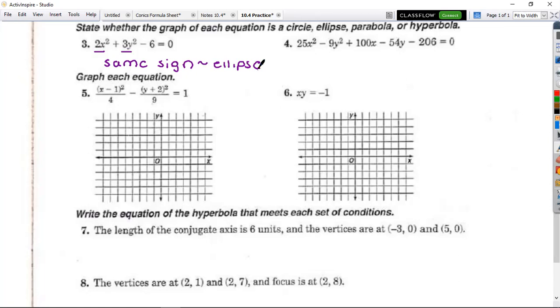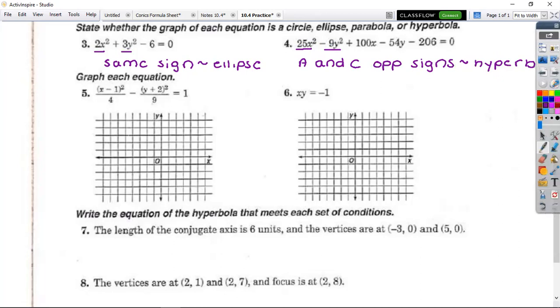And then this one over here. Your signs are opposite on your A and C, so this one's a hyperbola. A and C are opposite signs, so this one would indicate the hyperbola. Okay, 5 and 6 I'm going to skip for the time being, but I want to do 7 and 8. 7 and 8 for sure.